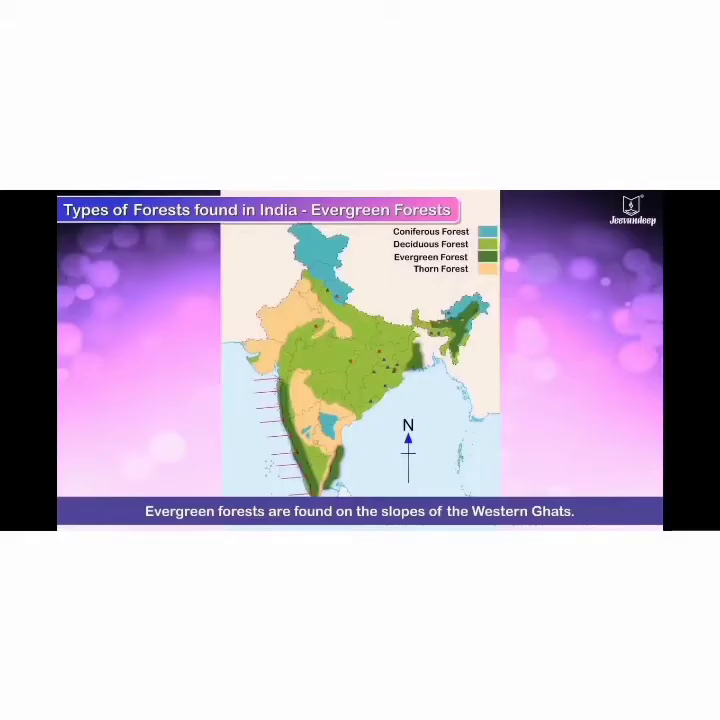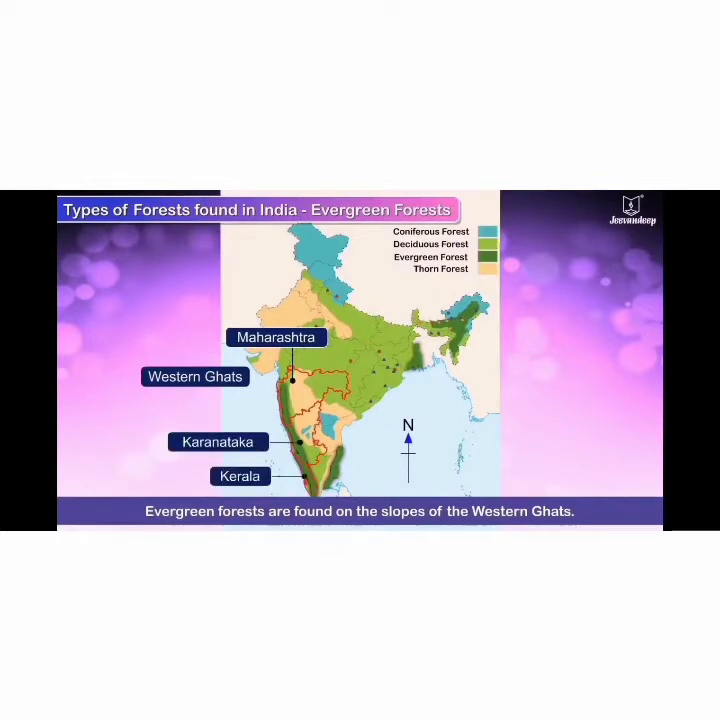Evergreen forests are found in warm areas with plenty of rainfall. In India, they are found on the slopes of the Western Ghats, in Maharashtra, Karnataka, Kerala and Tamil Nadu, and in the northeastern states such as Assam, Arunachal Pradesh, Meghalaya and Tripura.